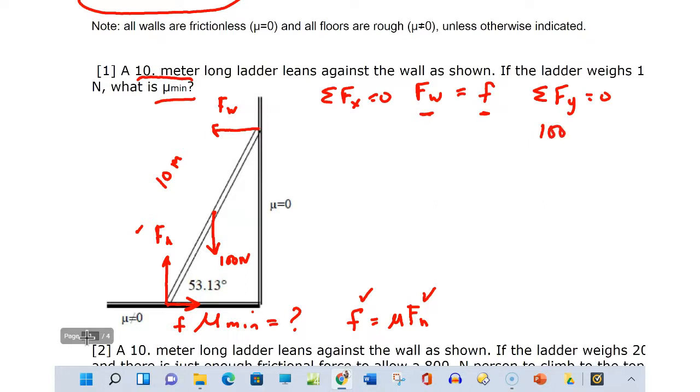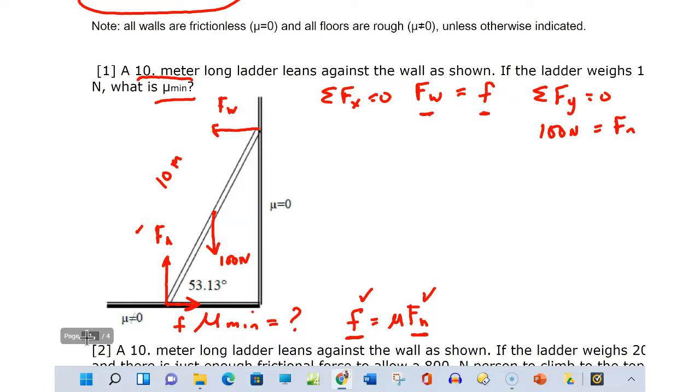So the down force is equal to the up force. The down force is 100 newtons. It's the weight force of the ladder. And the up force is the normal, which is nice because now all I need is the friction force, because I right now have the normal force.